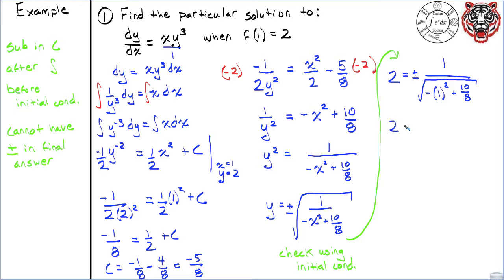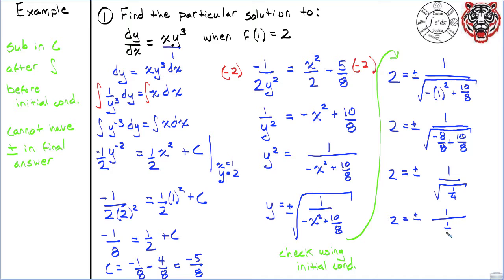So this is going to be 2 is equal to plus or minus 1 all over. This is going to be 1 squared is 1, and then negative times that is a negative 1. So I have a negative 8 over 8 plus 10 over 8. And of course I still have that square root in here as well. So I have 2 is equal to a plus or minus 1 over the square root of 1/4. So 2 is equal to plus or minus 1 over 1/2.